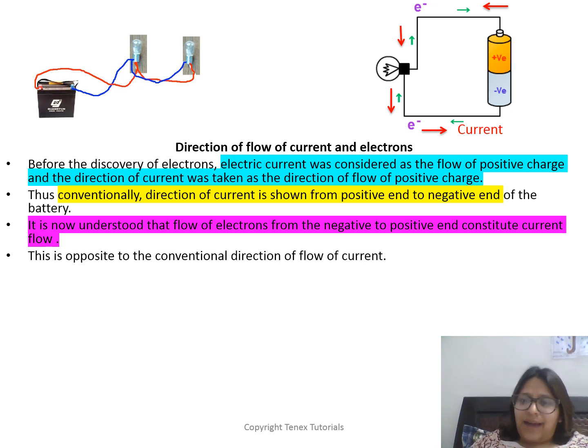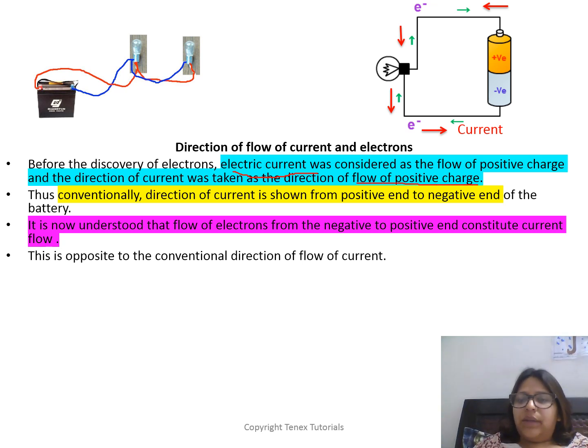That was also the mindset in earlier days. Anything which was positively charged was considered bigger or more important. So earlier it was thought that the direction of electrical current is the same as the direction of flow of positive charge.